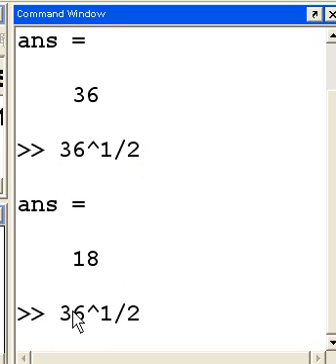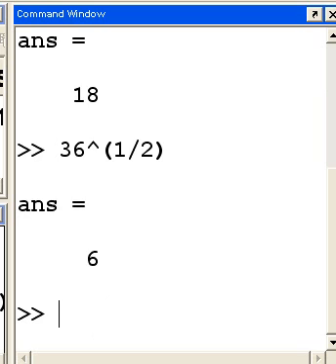What I should have done was I should have enclosed the exponent within parentheses. Now, that is 36 to the 1/2 power. I hit enter, and I get 6.